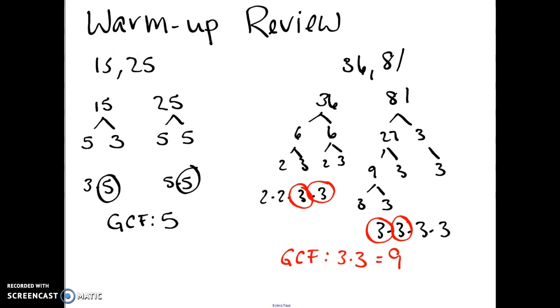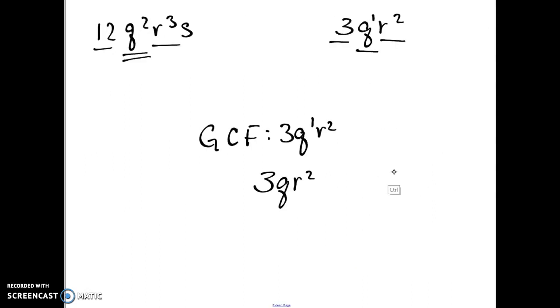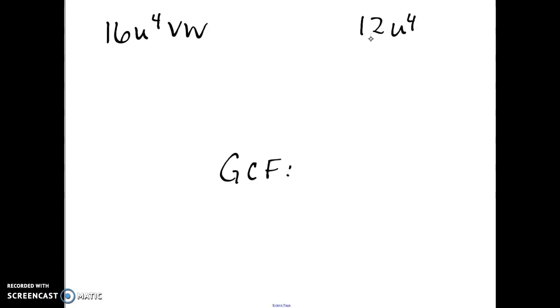What about if I had 16u to the fourth vw and 12u to the fourth? If I have these, what is my greatest common factor? Again, I can look at the 12 and the 16. And the greatest common factor between those two is 4.